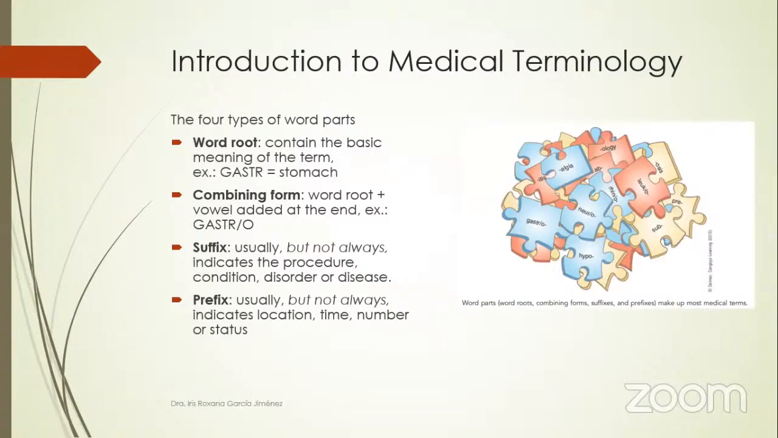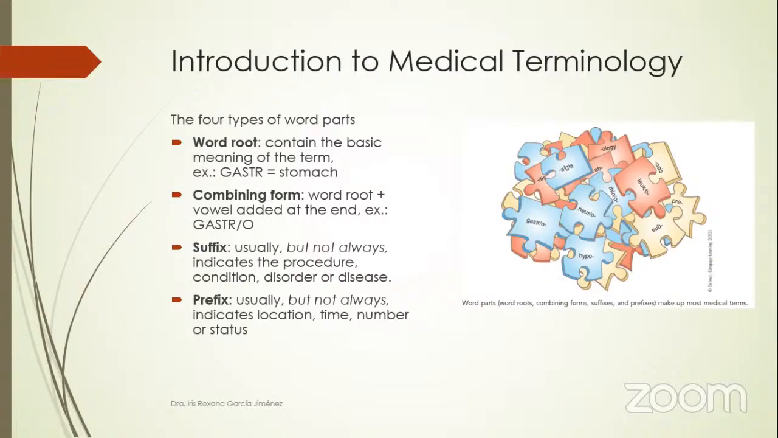From this point, you have the chance to realize how a medical term is built. In that way, we have the word root, the combining form, I mean the vowel that is added for combining the word root, the suffix, and the prefix. These four terms help us to understand that it's possible to infer the meaning of a medical term.